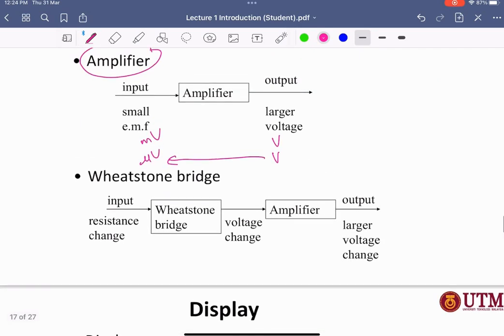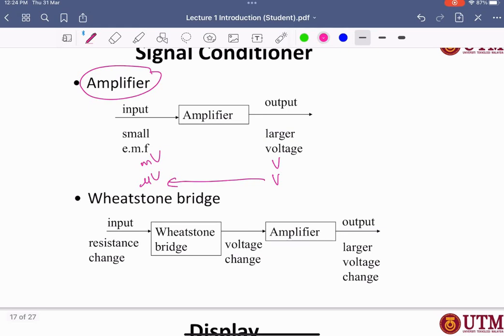Okay, good. The Wheatstone bridge is used to convert to another parameter. For example, you have ohms, and you can convert it into another parameter like voltage, because when we develop an instrumentation and we have the sensor, the output will be ohms.